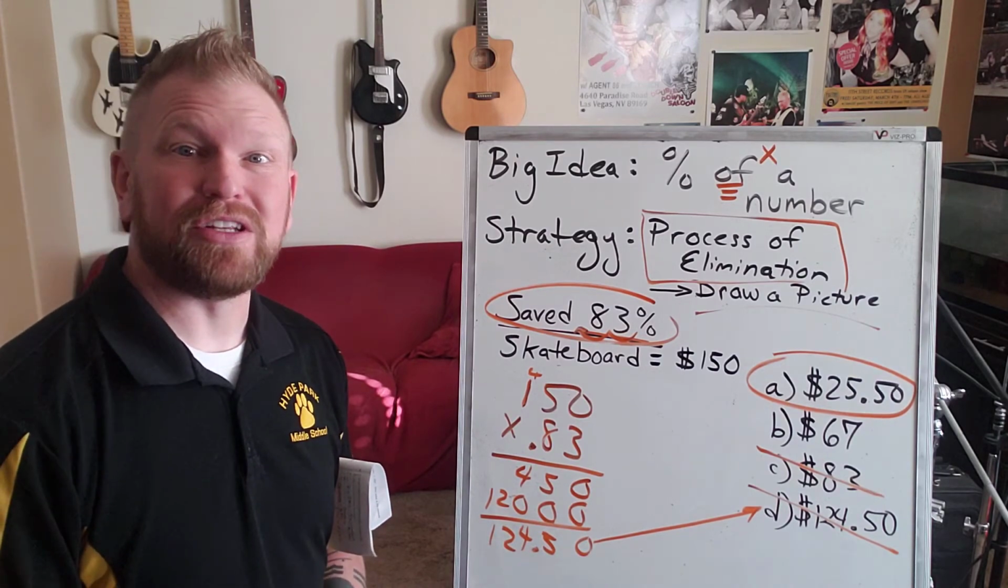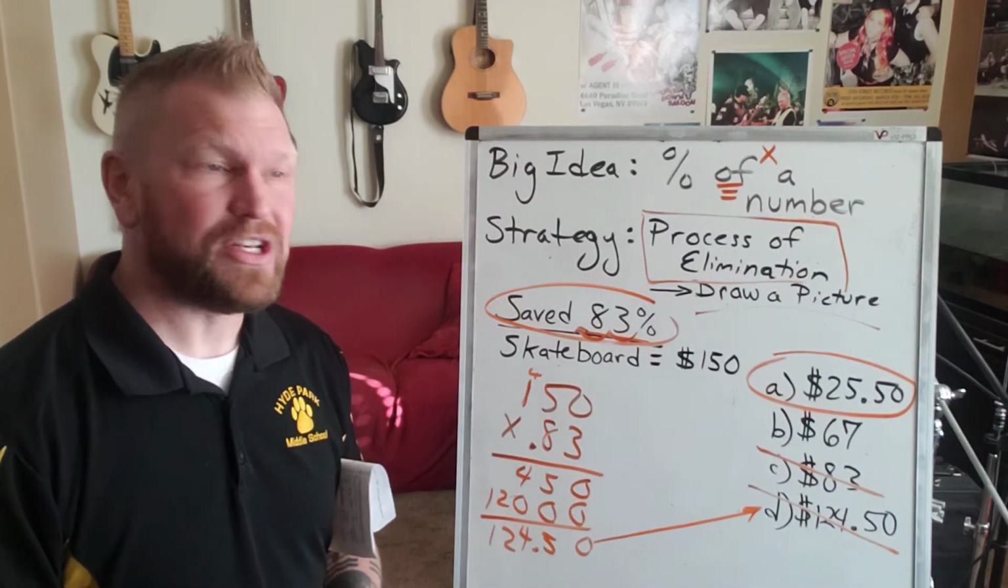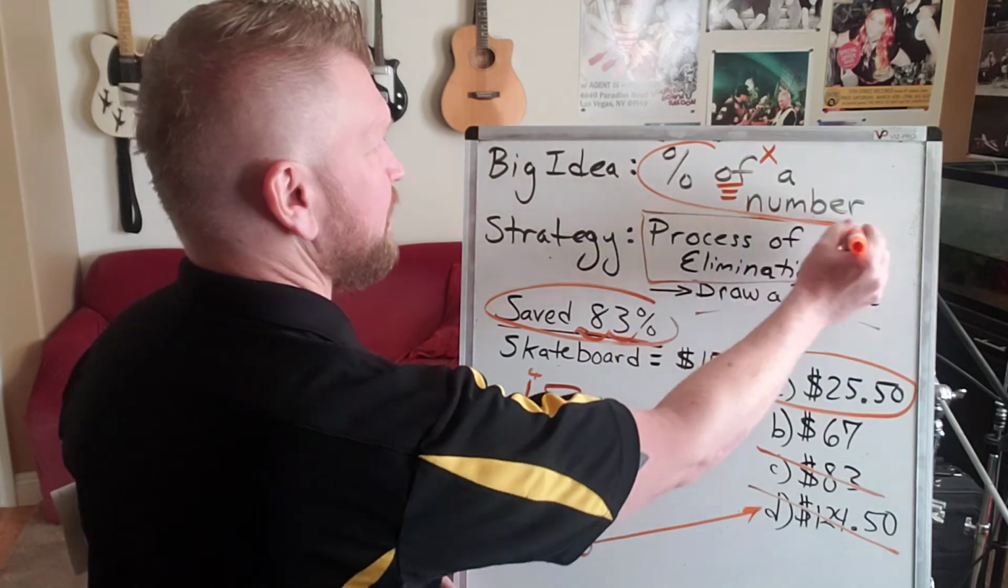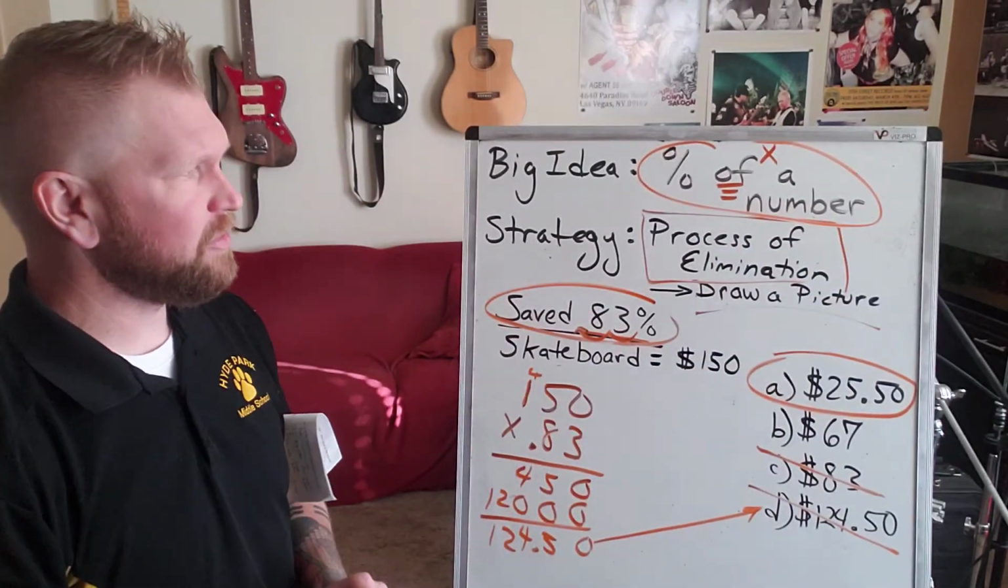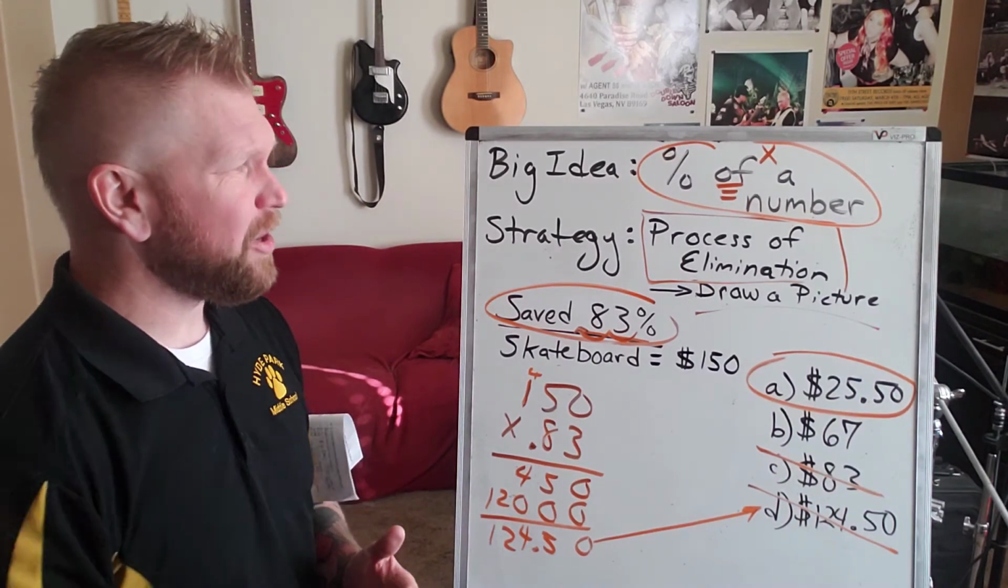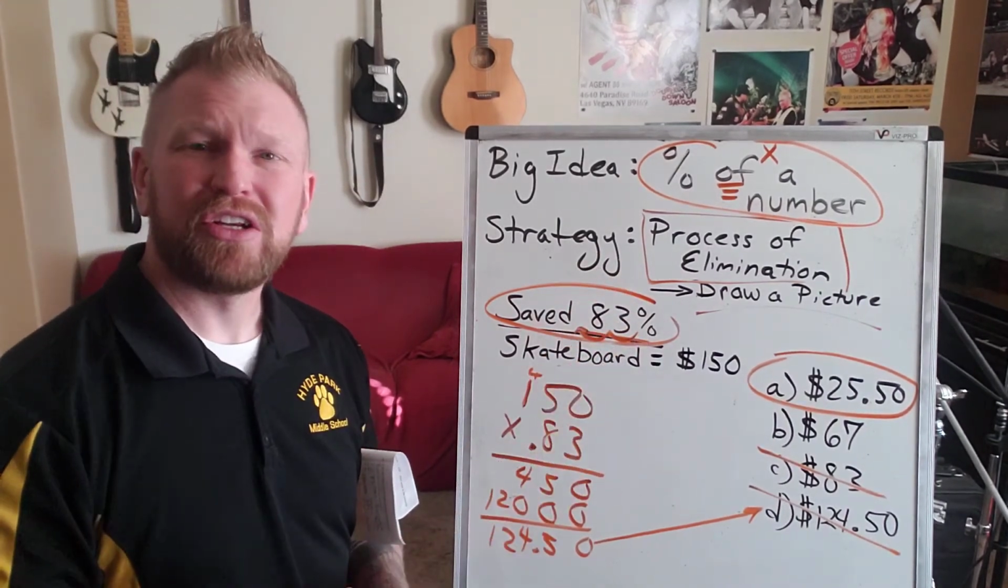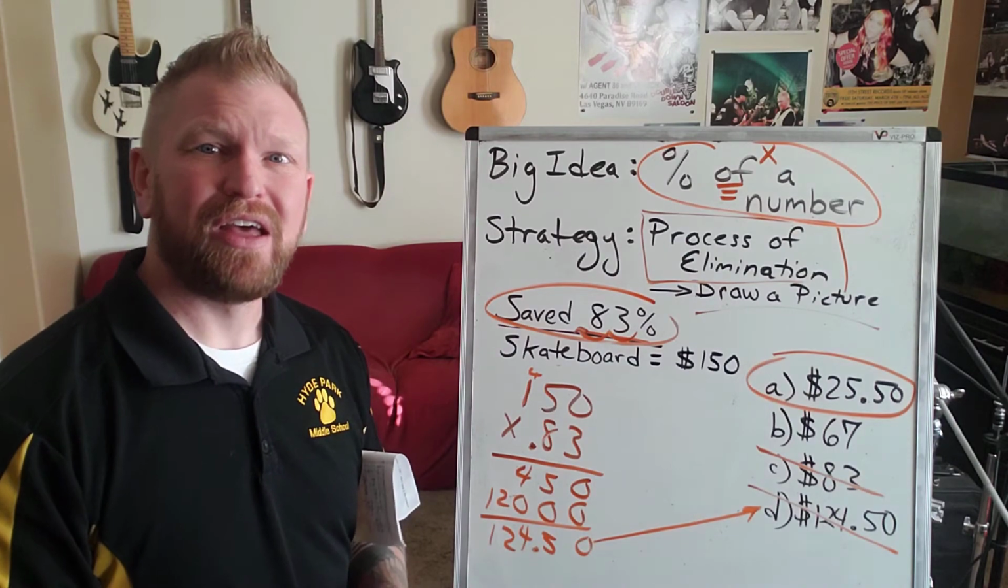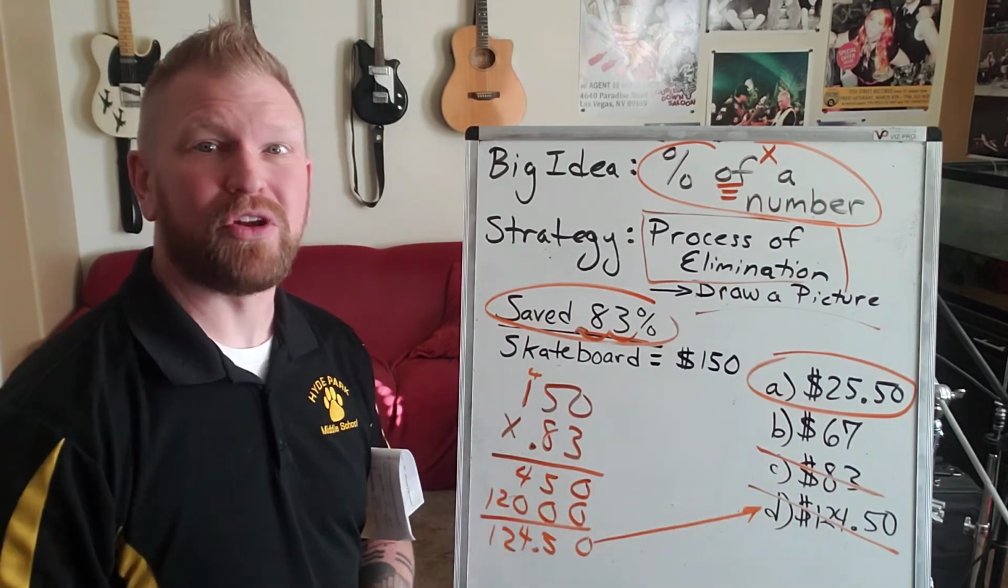Like I said, that was going to be the distractor. So for somebody that knows how to find percent of a number, they might just go, I'm going to find 83% of 150, and then they would choose the wrong answer. But that's why process of elimination and drawing that picture to really understand what this problem is asking matters, it actually makes no sense that it's 124.50.